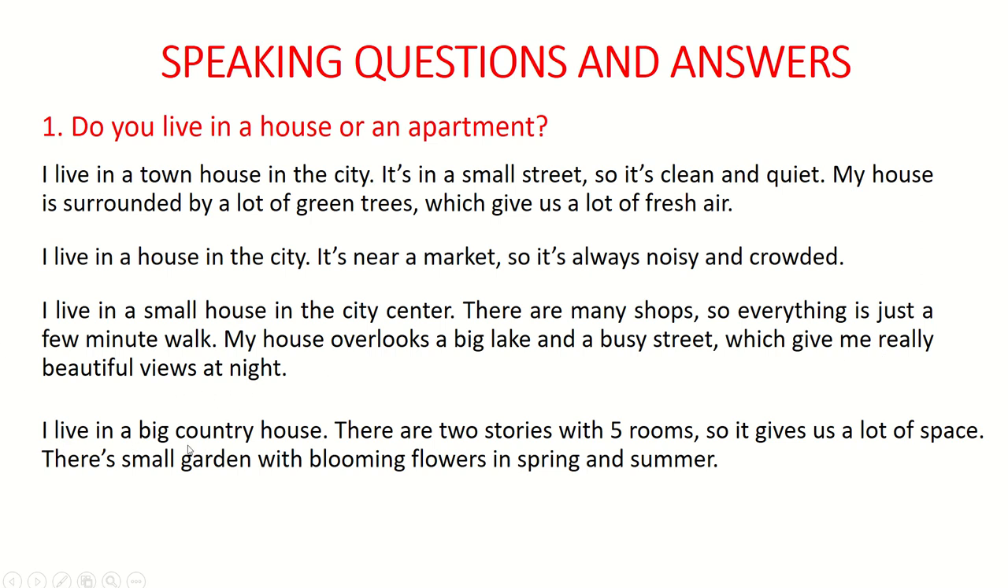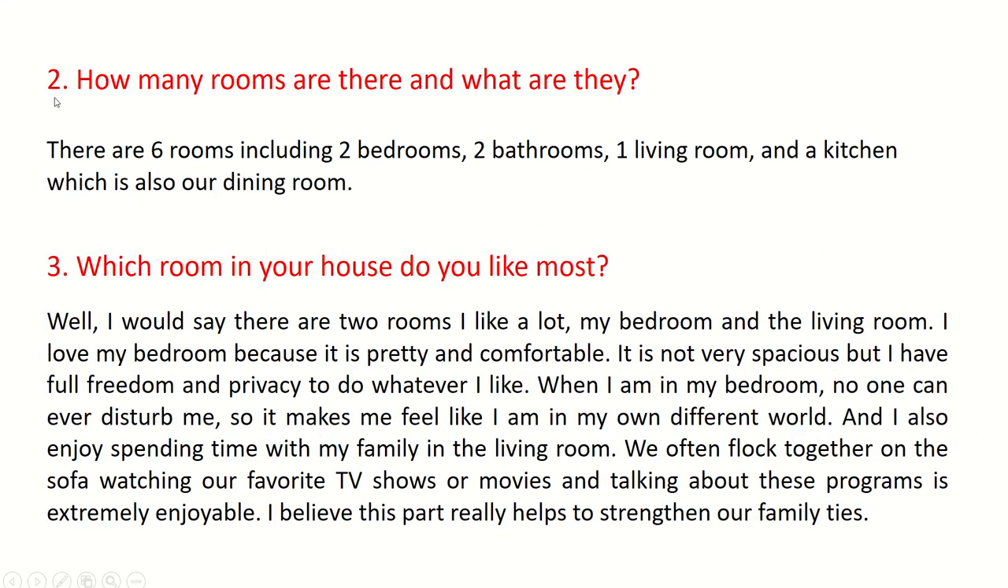I live in a big country house. There are 2 stories with 5 rooms, so it gives us lots of space. There's a small garden with blooming flowers in spring and summer. 2. How many rooms are there and what are they? There are 6 rooms, including 2 bedrooms, 2 bathrooms, 1 living room, and a kitchen, which is also our dining room.